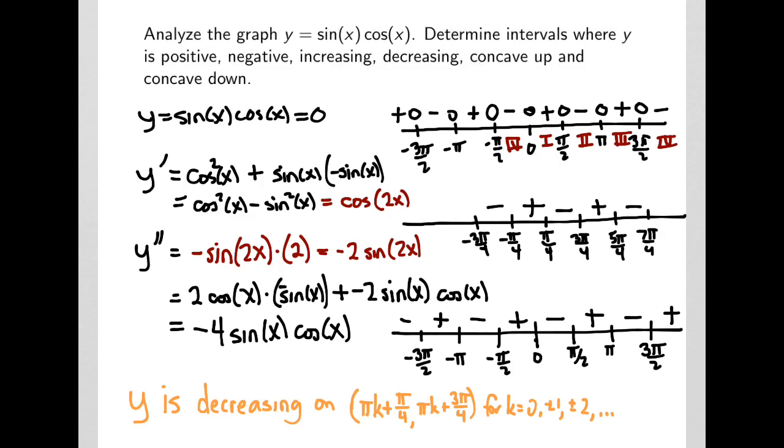Alright, well that's how we do this problem. And yes, it is complicated, it takes time, but the basic concepts are fairly straightforward. Good luck.